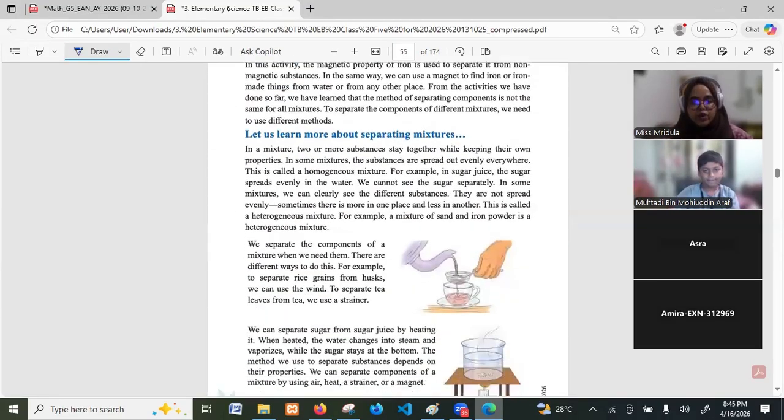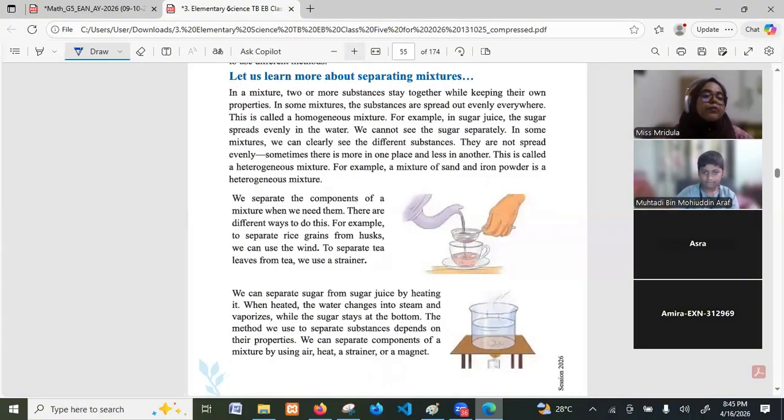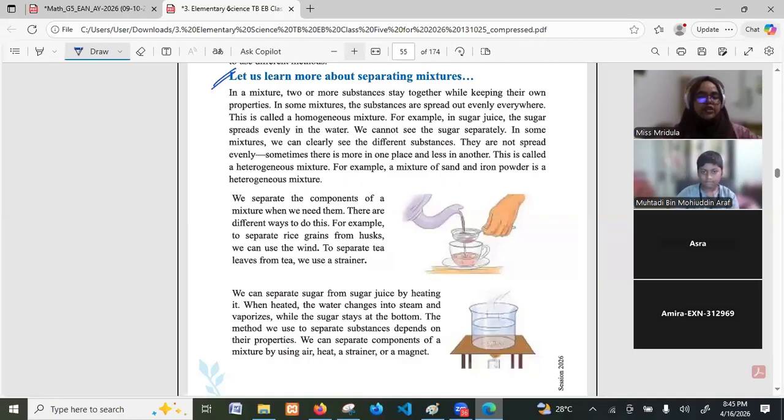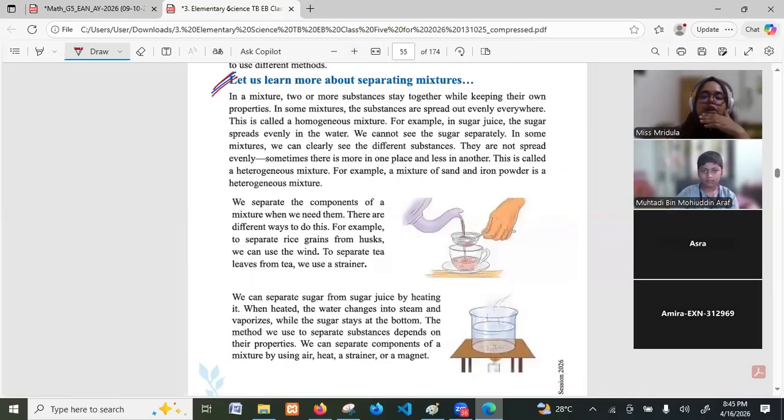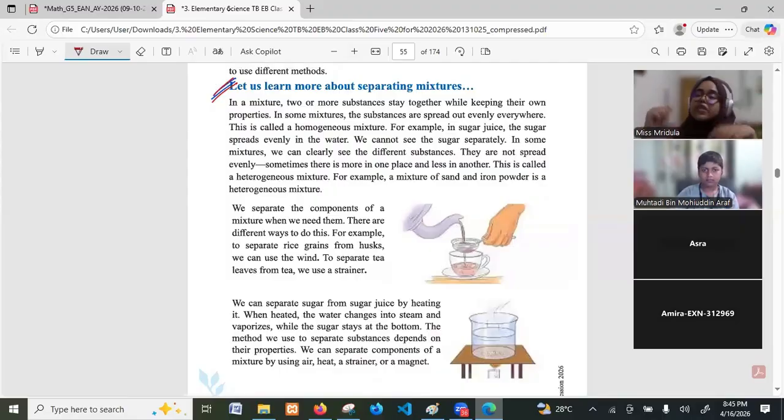Let's learn a bit more about different types of separation from mixtures. So we will be starting from here, page 49, if you are not still there. Okay, so in a mixture, two or more substances stay together while keeping their own properties. So it can be a good definition of mixture. If anybody asks what do you understand by mixture, or if they ask you to define mixture, then you can tell that in a mixture, two or more substances will be together while they keep their own properties. Okay, they will not change their properties.